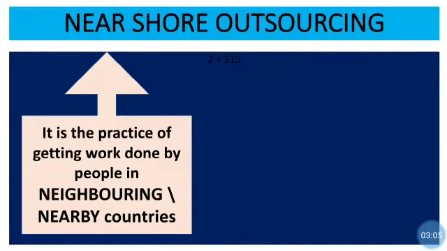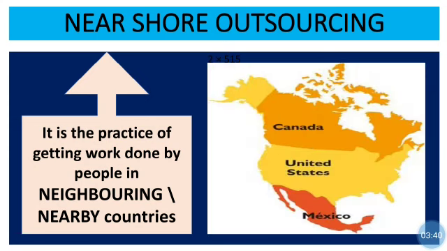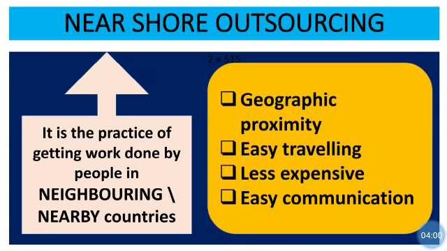The third type is nearshore outsourcing. It is an outsourcing model which puts out a business process to an agency in a nearby country. It is the practice of getting work done by people in a neighboring country rather than in your own country. Here you can see nearby countries like China, Bhutan, Nepal, Myanmar, with which India outsources, are geographically situated near. In the same way, many companies in the United States outsource work to Canada, Mexico. Why? Due to geographic proximity, easy traveling, less expense, easy communication, etc. The outsourcing market is growing tremendously in the coming few years, with increasing advantages as well as disadvantages.